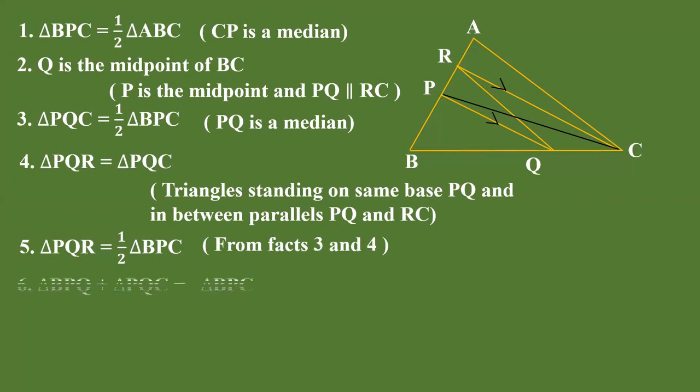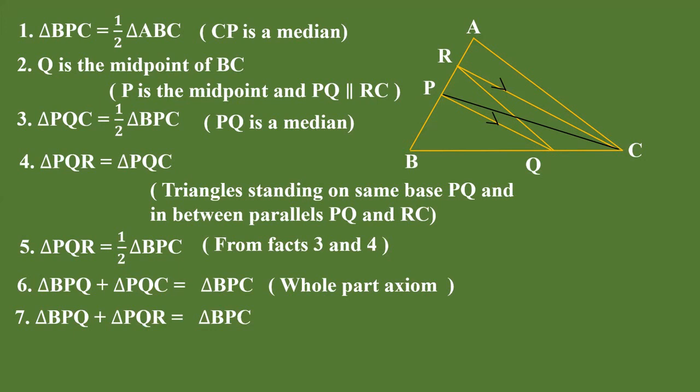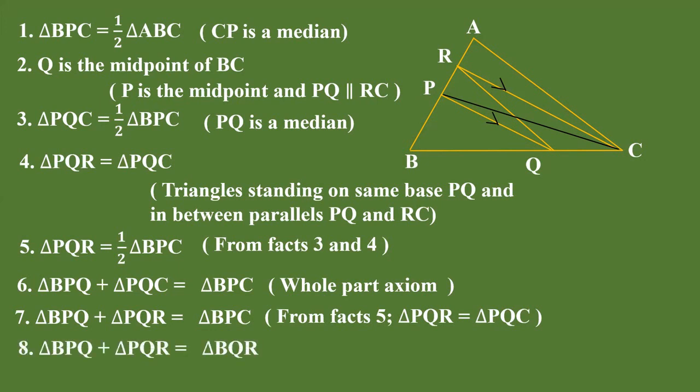Now see, we can say here triangle BPQ plus triangle PQC equals BPC. Can you see in the figure triangle BPC divided here into two triangles BPQ and PQC? So you can write the reason as whole part axiom, isn't it? Now here once again we can say BPQ plus PQR equals BPC because already we said PQR is equal to PQC. So we can replace PQC by PQR. So we can say from fact 5, PQR equals triangle PQC, isn't it? Now from here, what we can say, let's see. Triangle BPQ plus PQR equals triangle BQR, isn't it? Yes, because we have already proved here.